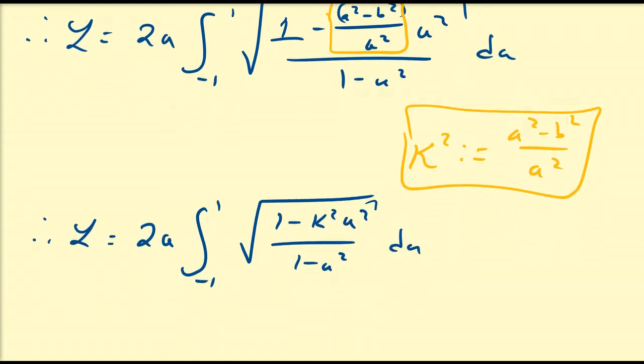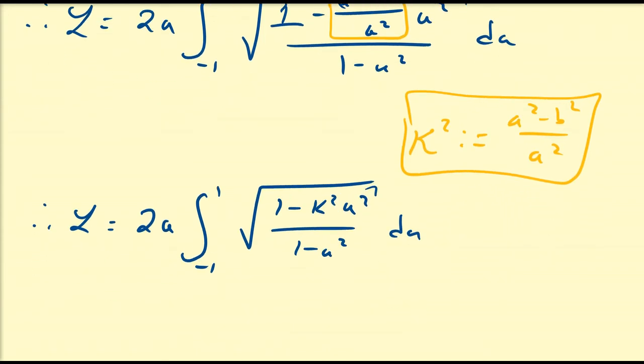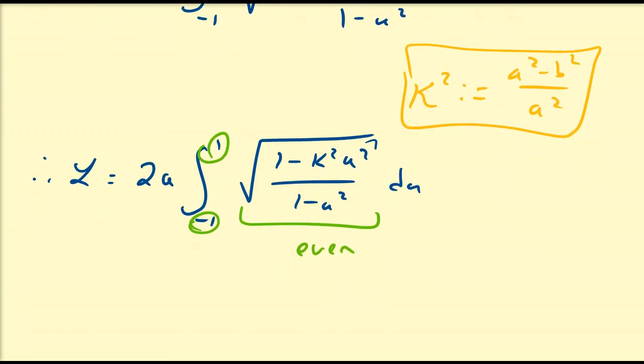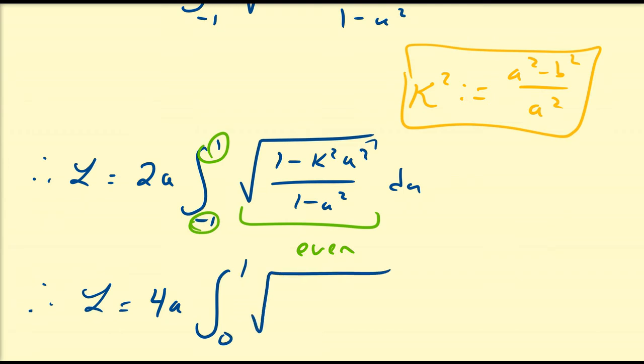du. And also notice that this function in terms of u is an even function, and we're going over a symmetric integral, so we can rewrite this as the integral from 0 to 1 and multiply by 2, right? So we have L is equal to 4 times a times the integral from 0 to 1, and u is just a dummy variable, so we can switch back to x if we want. And that's just going to be the square root of (1 minus k squared times x squared) all over (1 minus x squared) times dx.